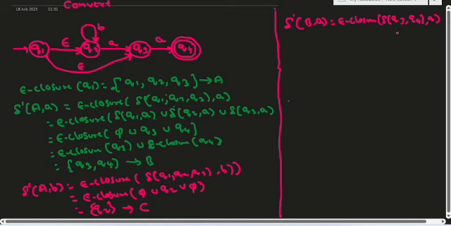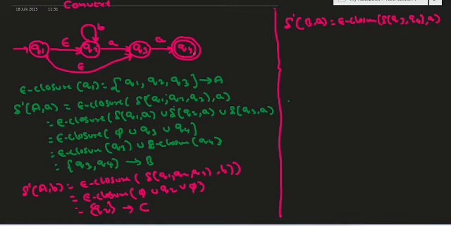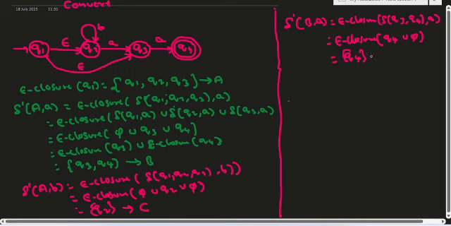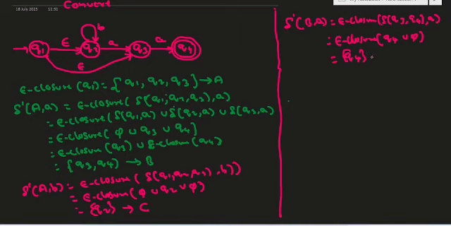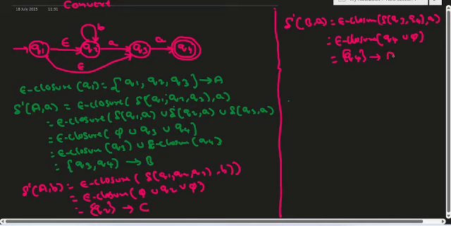a can be applied in Q3. When a is applied on Q3, it goes to Q4, and in Q4, a cannot be applied. There is no transition there, so I make it phi. So the answer is epsilon closure of Q4, which results in Q4 itself. Now you can see here that Q4 is a new state. So we will name this as state D.